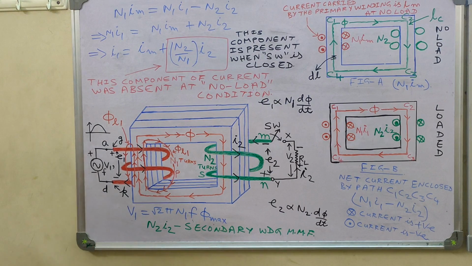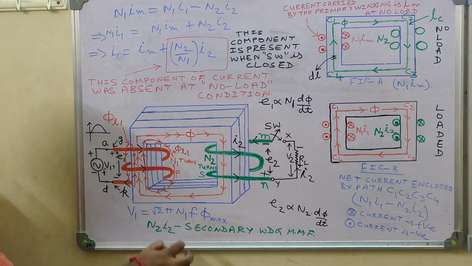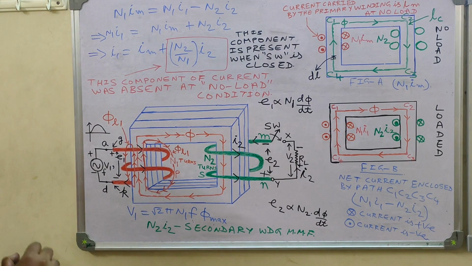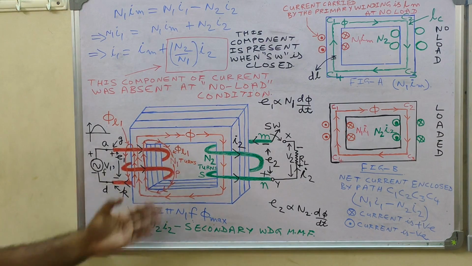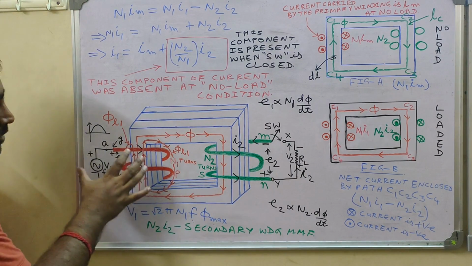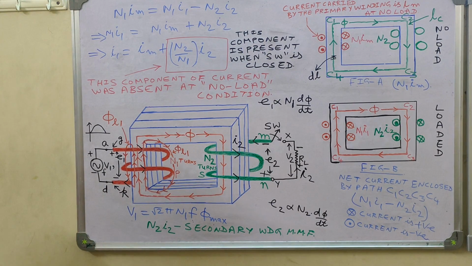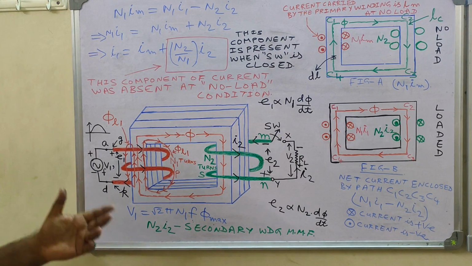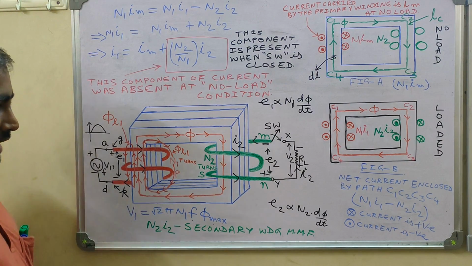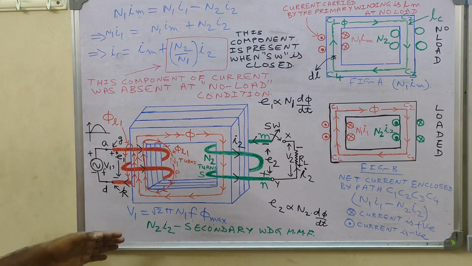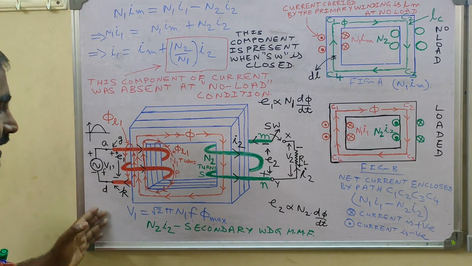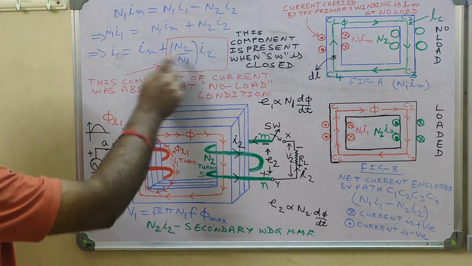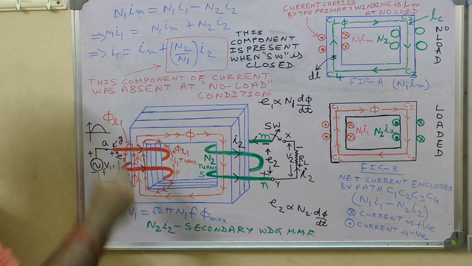According to Lenz's law, the secondary winding MMF N2 I2 is of such nature that it will try to demagnetize the core, or reduce the mutual flux phi. So the primary winding P has to draw an extra component of current from the supply voltage so as to neutralize the demagnetizing effect of secondary MMF. That's why this extra component of current is being drawn by the primary winding.